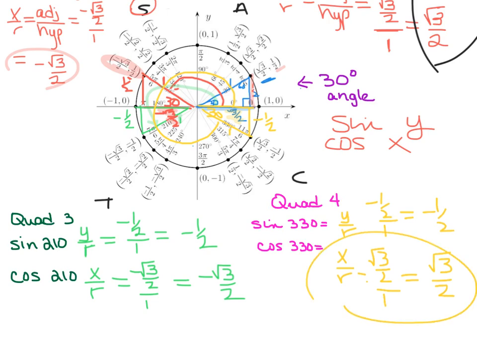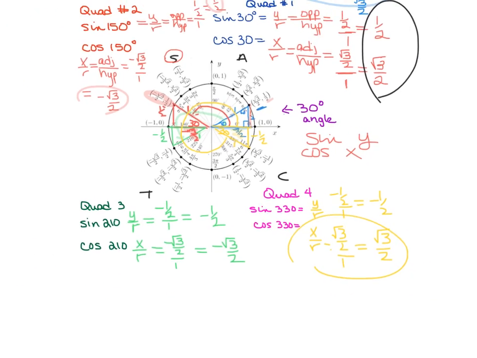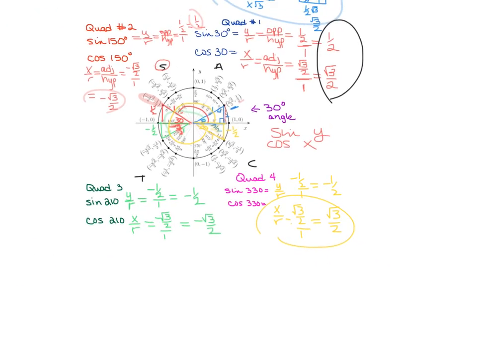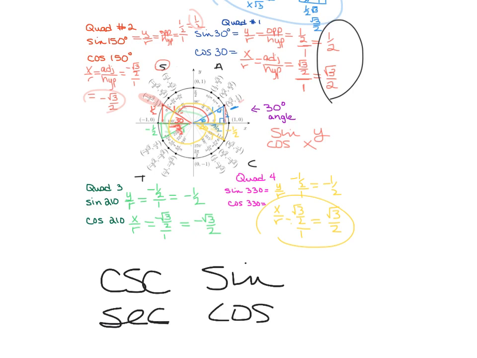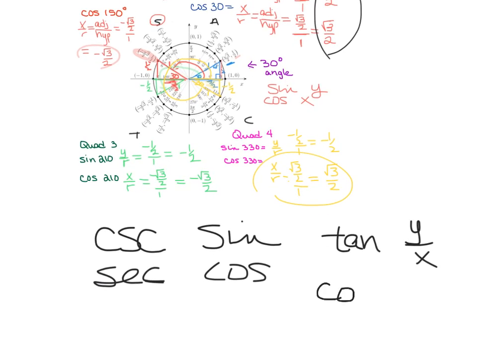Sine was negative. Now to find the other 4 trig functions, remember cosecant is the reciprocal of sine, and secant is just the reciprocal of cosine. So this is how I can get the other 2. Just flip them upside down. Now for tangent and cotangent though, remember tangent is y over x, and cotangent is the reciprocal.